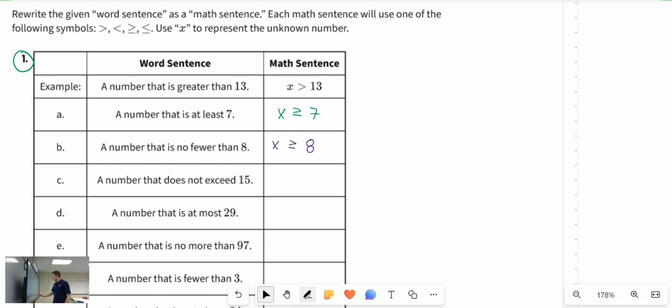All right, we're on to the next question. A number that does not exceed 15. So it doesn't exceed 15. It could reach 15, but it can't exceed 15. So our number, X, must be less than or equal to 15. Right? Less than or equal to 15.